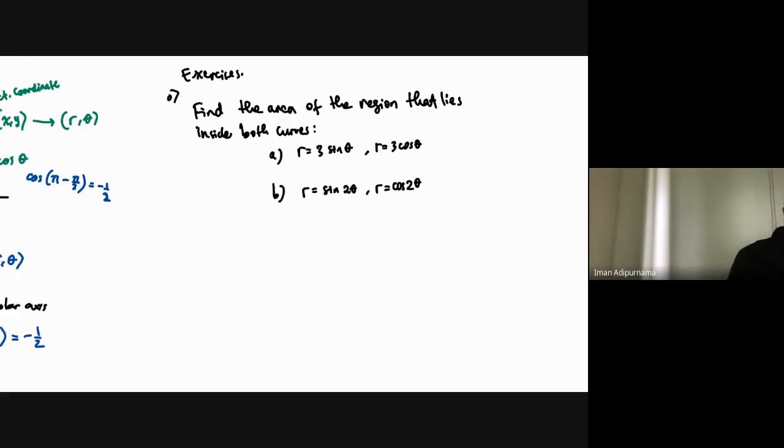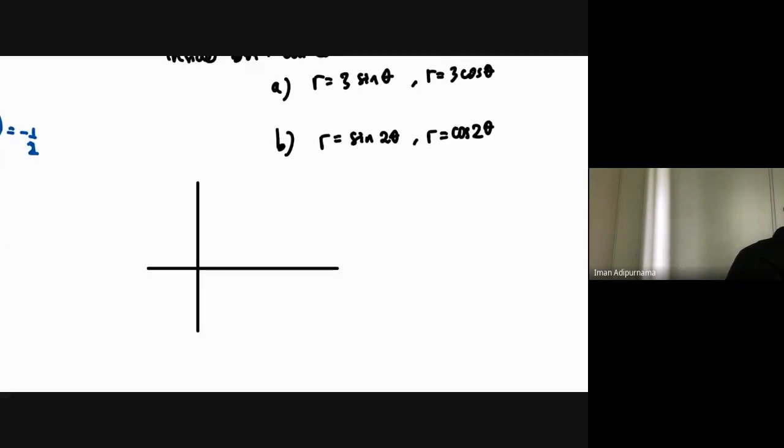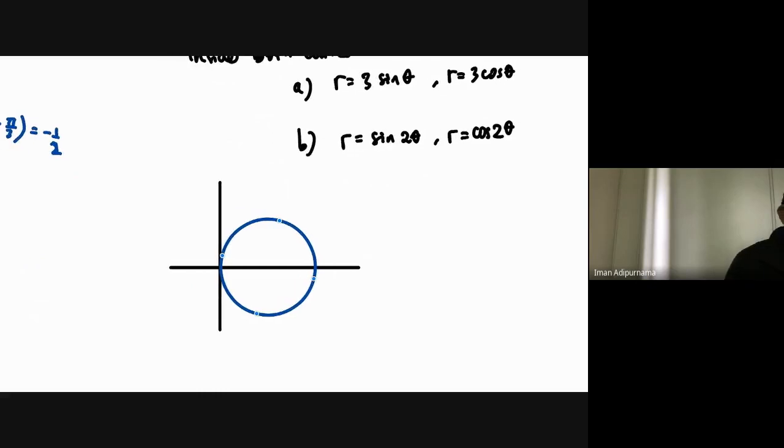Okay, let me draw first. What does the graph look like? So first, this is 3 cos theta. Let's say this is 3 cos theta, and the other one is up here. It should be the same size.